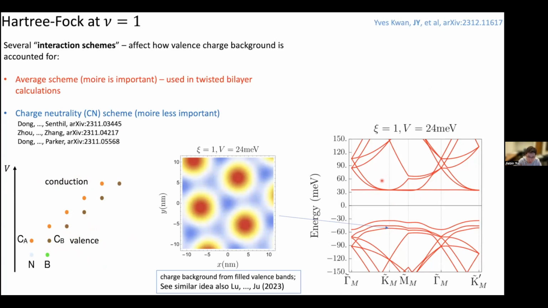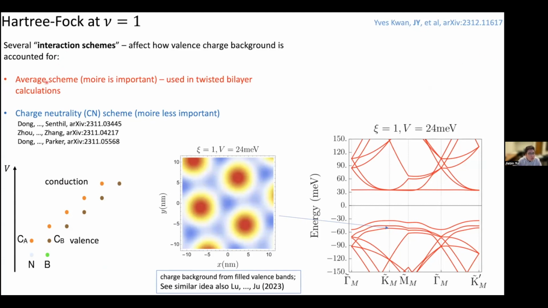effect is weak. But the valence band, the occupied valence band, would give us a charged background like this at the Moiré scale. This charged background may affect, in a correlated way, the Hartree-Fock calculation or the many-body states. But this effect is different for different schemes we choose for interaction.